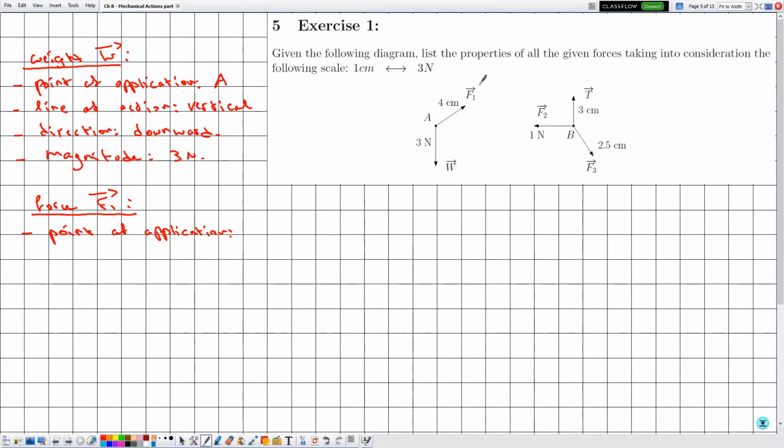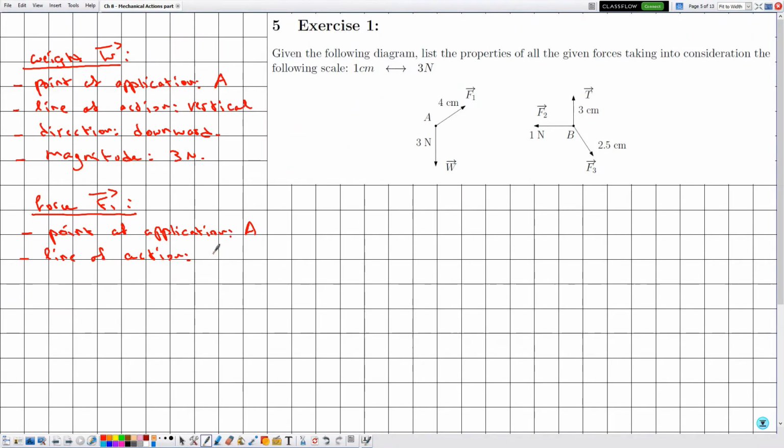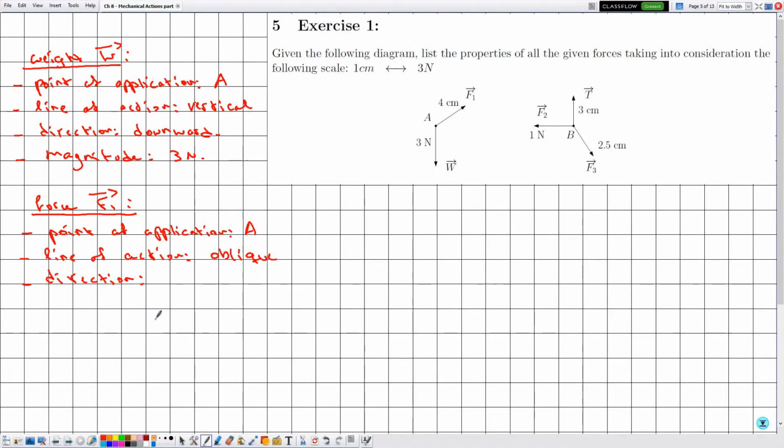Now the point of application of F1 is given by the point A. The line of action: we have three choices. This is the vertical, this is the horizontal, and these represent the oblique. Now in this case, the line of action of F1 is oblique. What about the direction? This is done by referring to the arrow indicated on the head of the vector. Notice that in this case it's pointing upward to the right. We always start with the vertical, moving to the horizontal, so it is upward to the right.